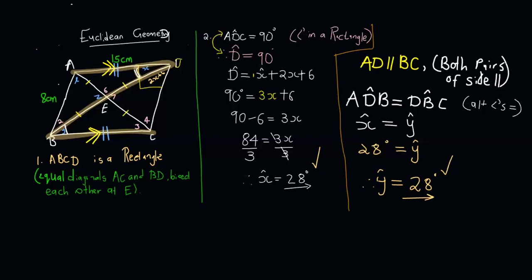So that's how, guys, we solve it. But we are not yet done. We need to calculate the size of angle Z. So when you're looking at angle Z, where is Z? Oh, there you go. I'm not seeing it here. Yeah, this is the size of angle Z.